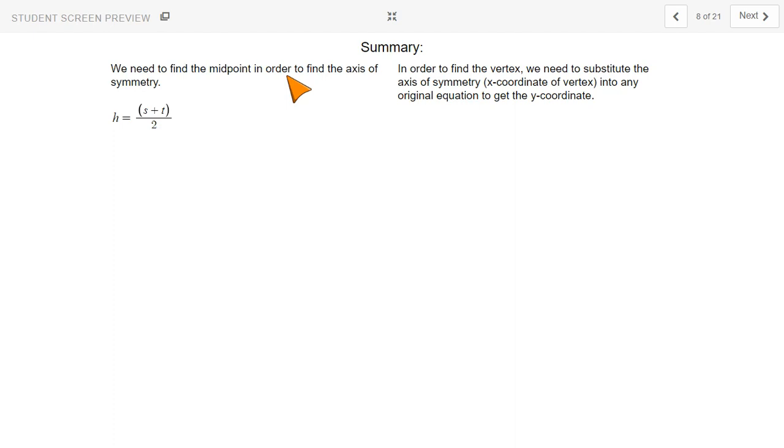So here's the summary. In order for us to find the axis of symmetry, we need the midpoint. For the midpoint, we're going to add our two x values for the x-intercepts divided by 2. And for us to find the vertex, we have to substitute the h into our original equation to get the y-coordinate.